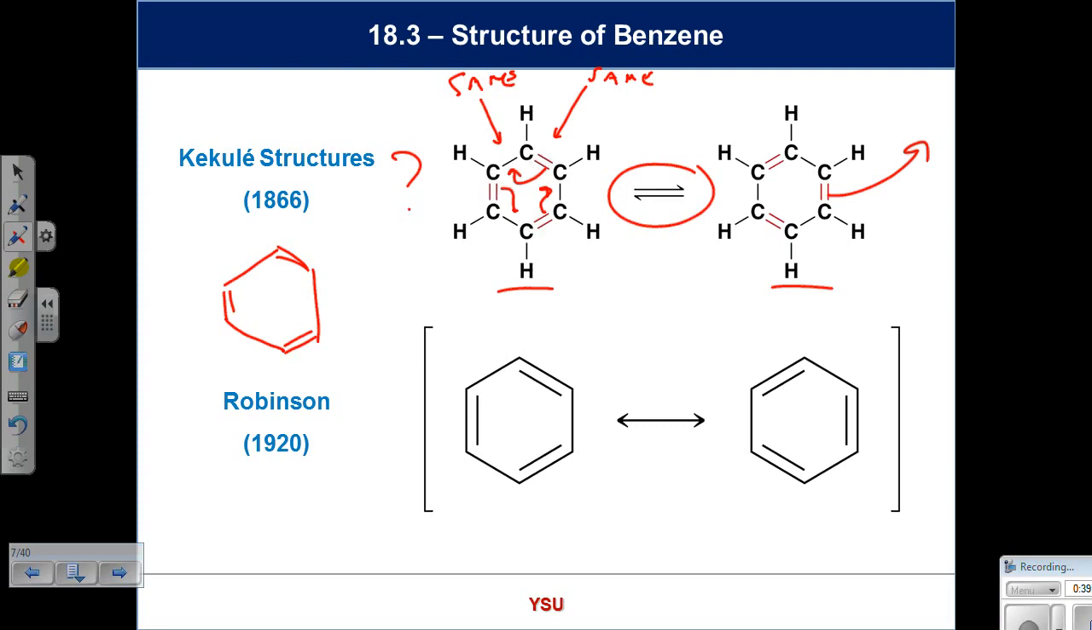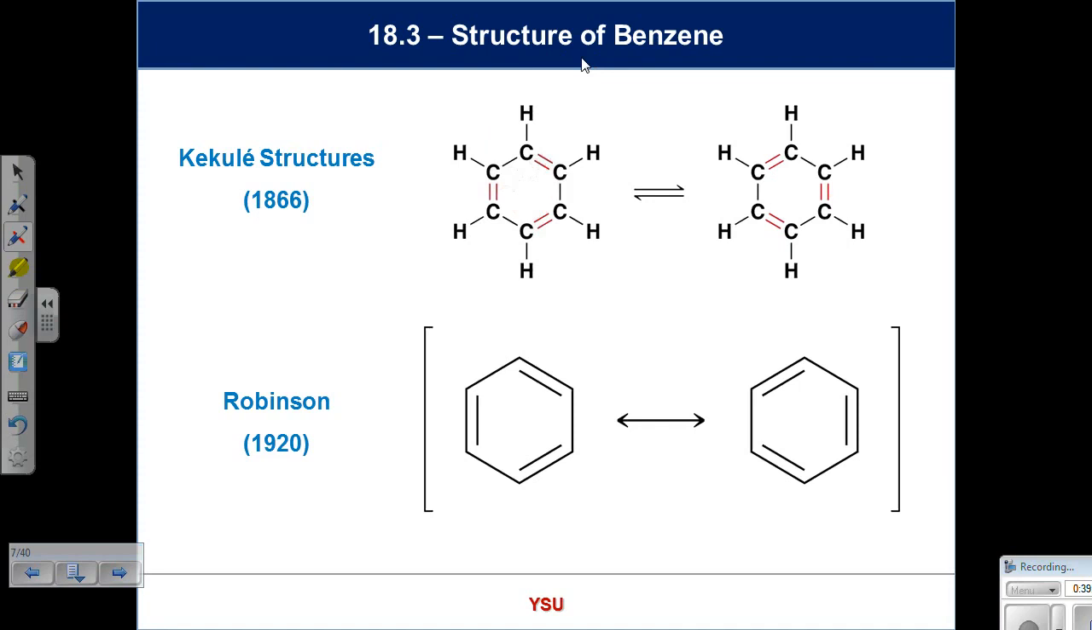So, 1920, Robinson, English chemist. What else was he famous for? Anybody remember? Something you all love and you will never forget in your lives. He's responsible for these things. All right? So Robert Robinson.